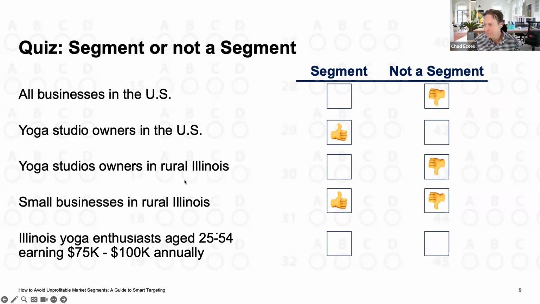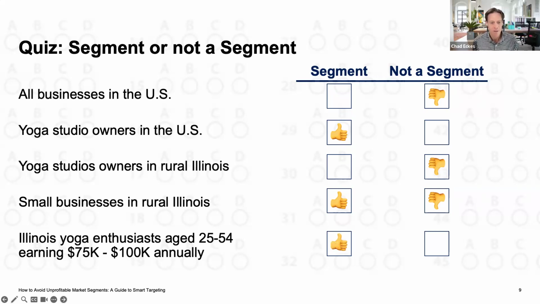So then lastly, let's see, I'm going to pick on Dennis, our host, and see what he thinks about Illinois yoga enthusiasts aged 25 to 40 in the state of Illinois. Is that a segment or not a segment? It looks like it to me. I would answer based on the number of people, but I think there's enough in there that it's a viable segment. Yes, I think I agree.